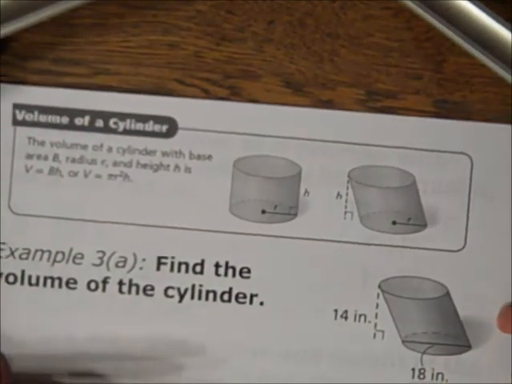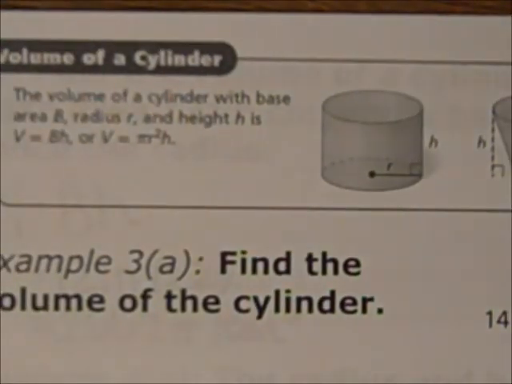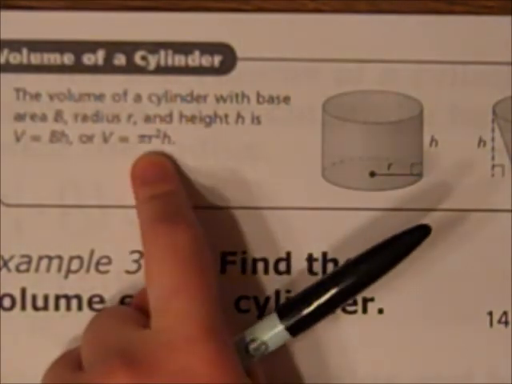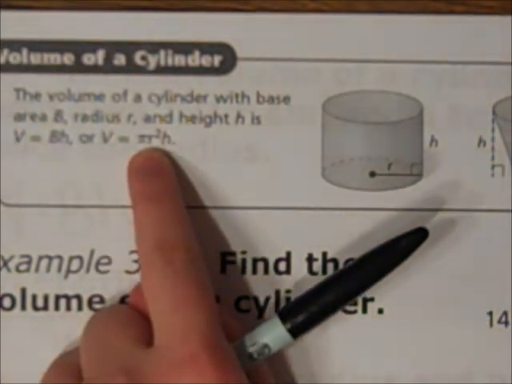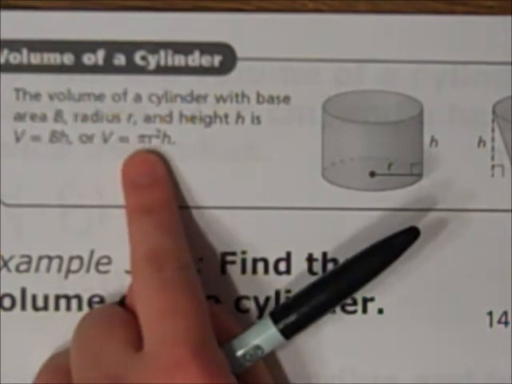Volume of a cylinder: for any prism, even a cylinder, the formula is still BH. The beauty of a cylinder is that I know what the base is. I know the base has to be a circle. So I can go ahead and substitute in pi r squared for area of the base, because it's always going to be a circle if it's a cylinder.